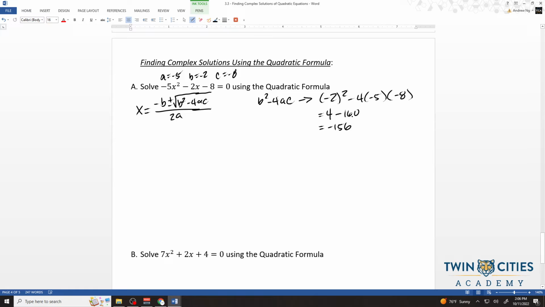So I know that I am looking for two non-real solutions because this is negative. Let's plug in the rest here. X equals negative b. If b is negative 2, then negative 2 is going to make a positive 2 here, plus or minus the square root of negative 156 over 2 times a. A is negative 5, so 2 times negative 5 would make negative 10.